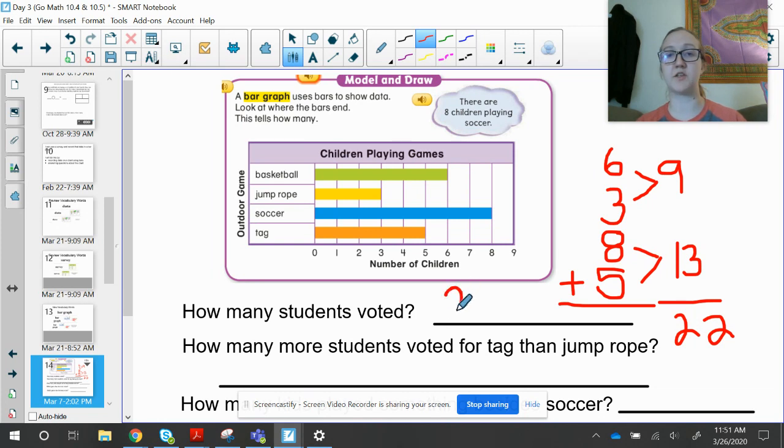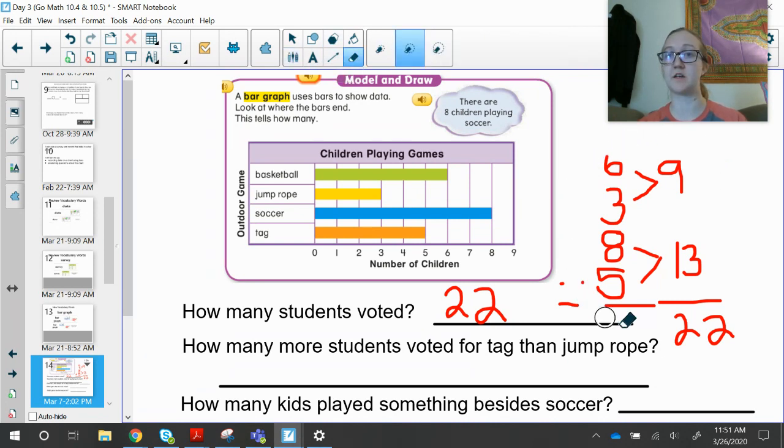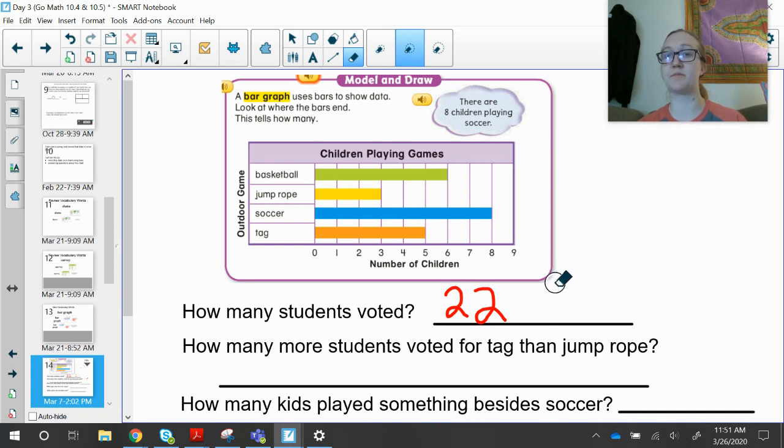So we had 22 students total who voted. And remember, I got that because I did all 4 categories with those numbers, and then I added them all together. Now I want to ask, it's asking me, how many more students voted for tag than jump rope? So I'm going to quickly erase this so I have room to work so you guys can see. I'm just going to quickly erase this because we got 22, and you can rewatch this video as many times as you'd like.